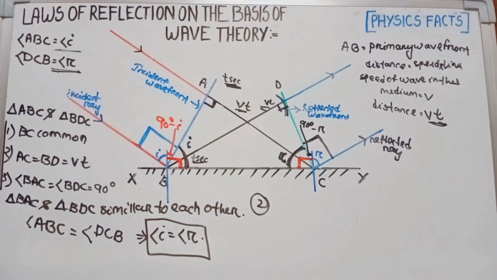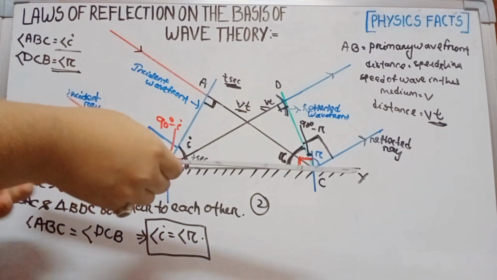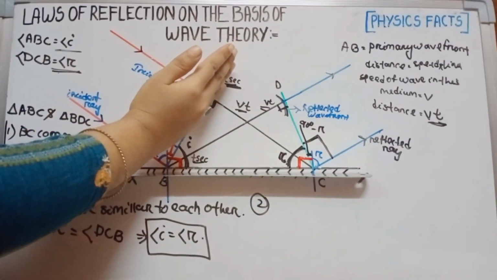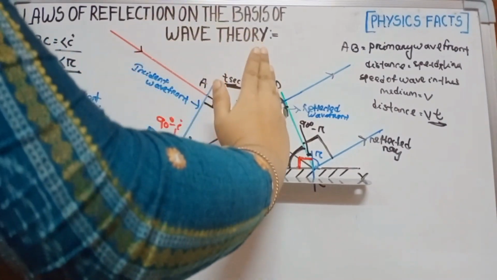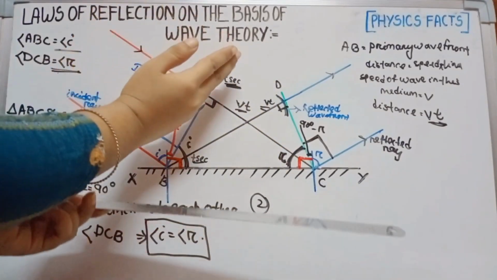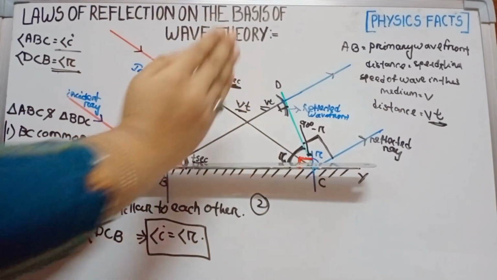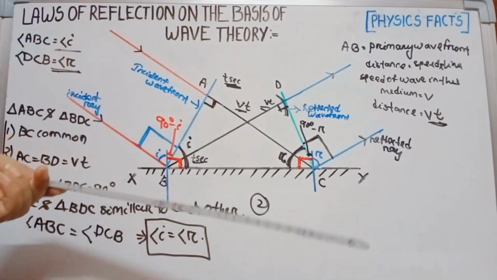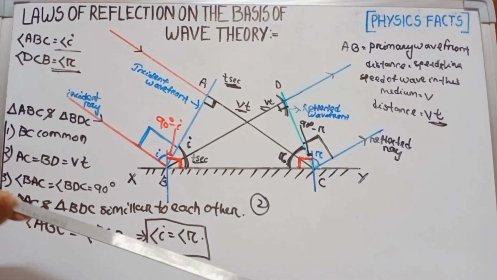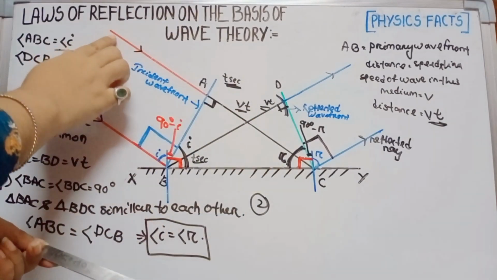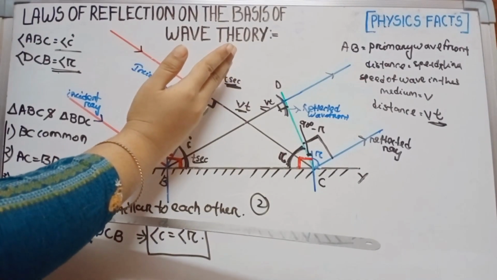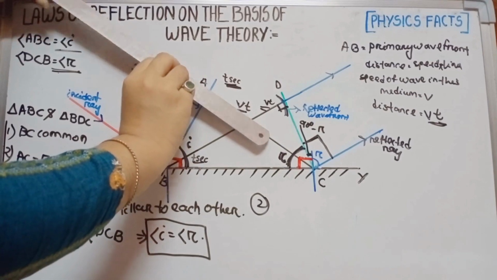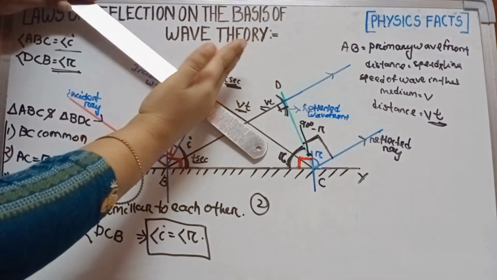Here what happened? एक बात याद रख लो और समझ लो, याद हो जाएगा. This one is the reflecting surface, this one is the incident wavefront, this one is the reflected wavefront. This incident wavefront, reflecting surface and this reflected wavefront are perpendicular to the plane of both. Yes, that means what happened? This one is the incident wavefront, this one is the incident ray.